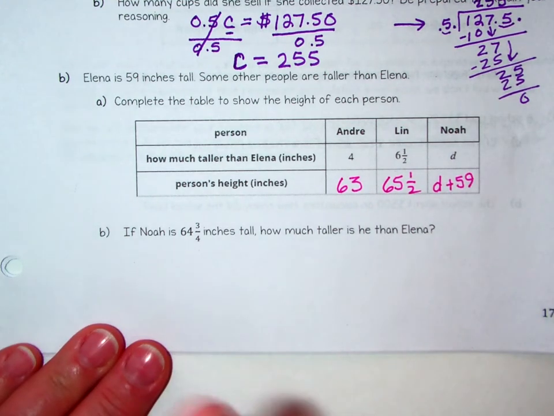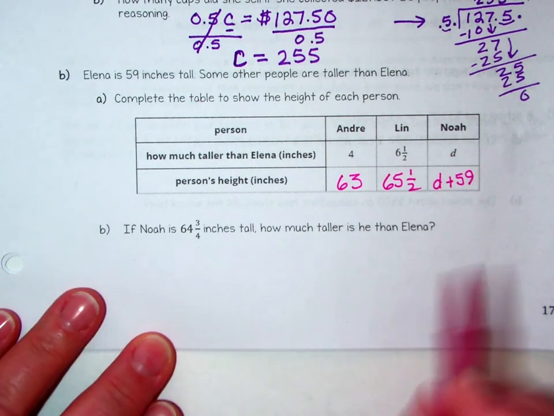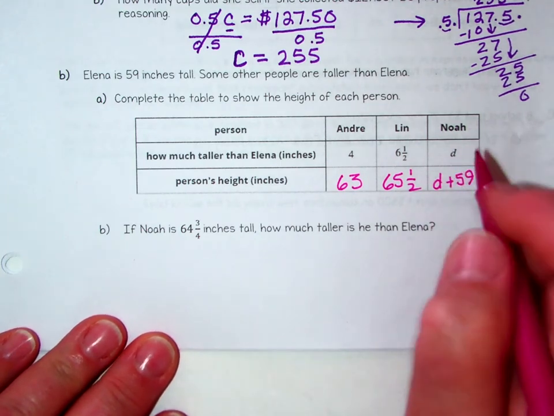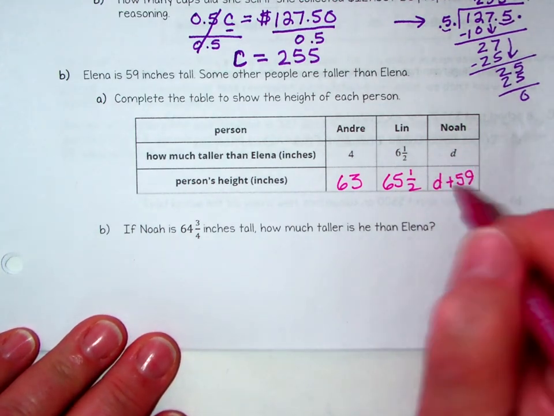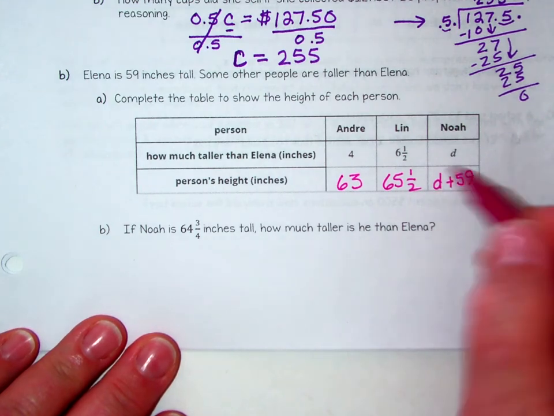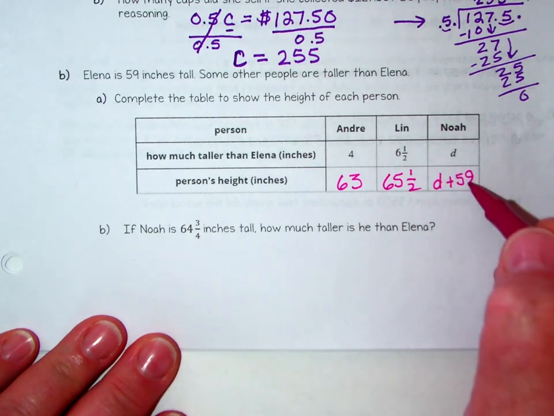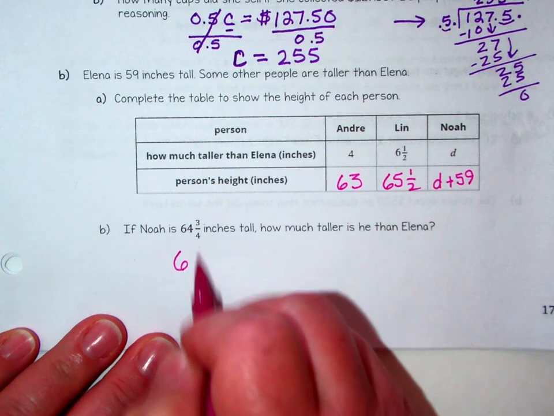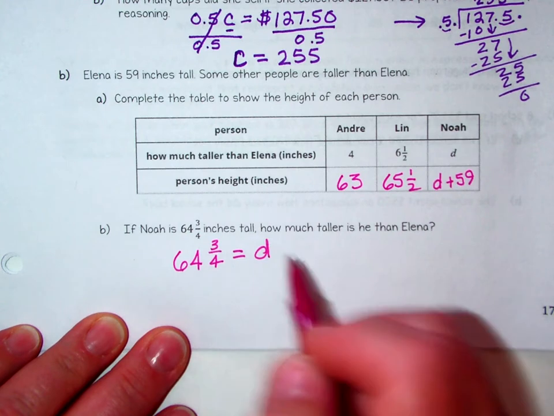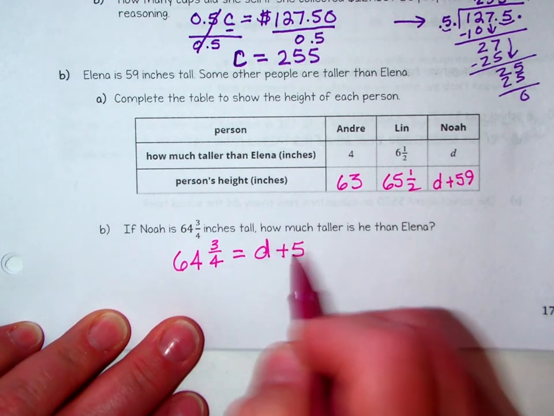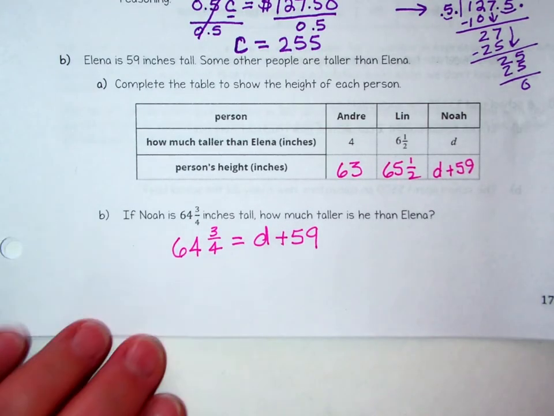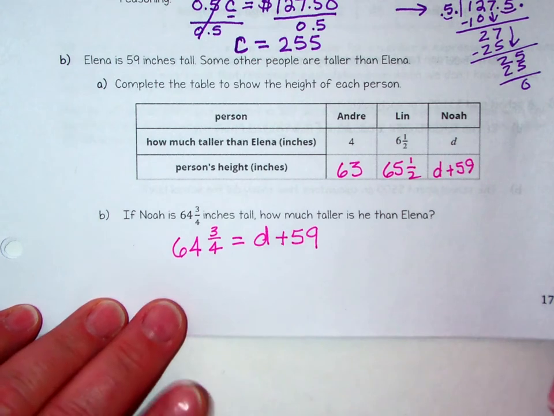All right, part B. If Noah is 64 3/4 inches tall, how much taller is he than Elena? So now they're actually telling us how tall he is. And we know that that number is equal to D plus 59. So I can say 64 3/4 inches has to be equal to the difference in their height plus 59 inches. And I just said this can be solved just as an equation. And we've solved these types of equations in previous lessons in this unit.